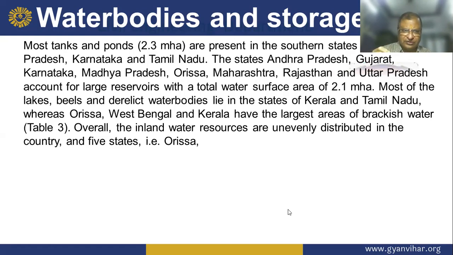Most of the lakes and beels are derelict. Water bodies line the coasts of Kerala and Tamil Nadu, whereas Odisha, West Bengal, and Kerala have the largest area of brackish water.